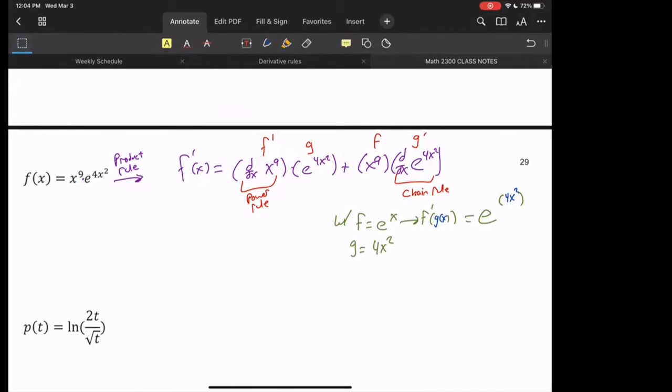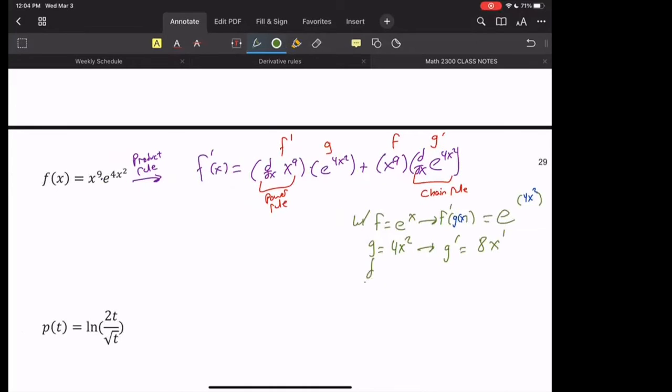So that's the one component. And then since you ignored the g part, that's where you take the derivative of g with the power rule to get 8x to the 1. And so this is that chain rule part. Just to summarize, when we take the derivative of e to the 4x squared, we get f prime of g of x times g prime. That's the component inside the chain rule.